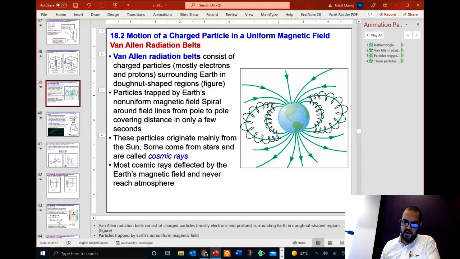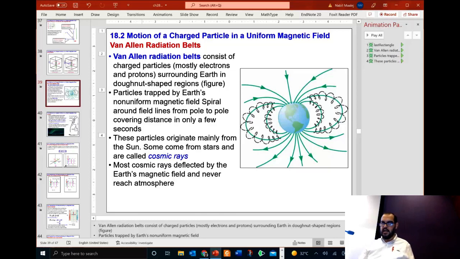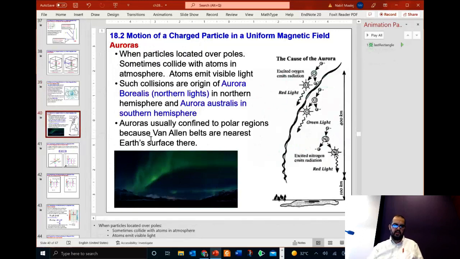And what happens when they reach close to the atmosphere, they start interacting with the molecules of the atmosphere, and excite these molecules or atoms. When they get excited to higher energy, and then go back to the original state or the ground state, they will emit a light. And that's what causes the northern lights.